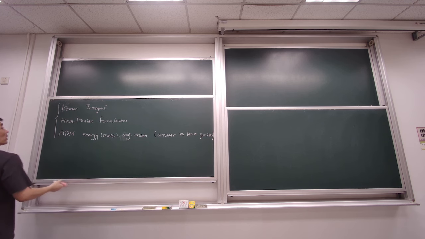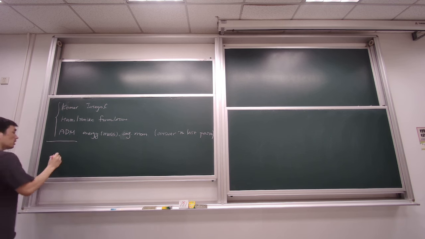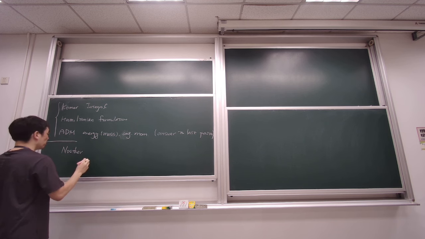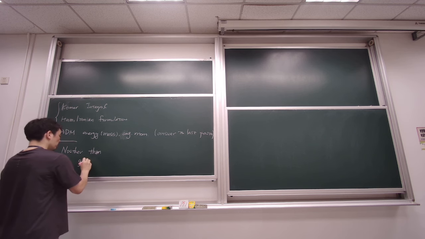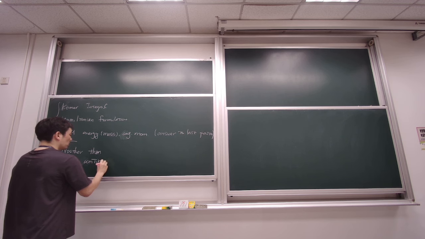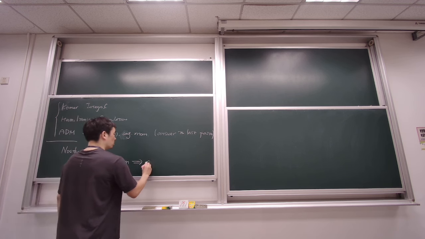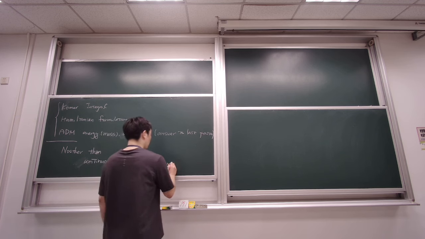Okay, so before that, let's talk about comma integral. So what is Noether theorem? One of the most important theorems in field theory is Noether theorem. So given a continuous symmetry, then there are conserved charges, conserved currents actually.